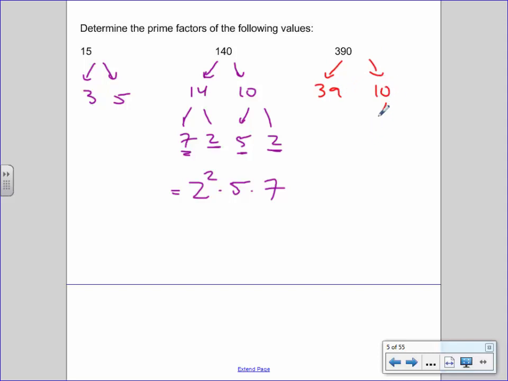What does 10 break up into? That's easy, right? 5 and 2. What about 39? 3 and 13. Can 13 be broken down any further? No, 13's prime. Okay, so in this case right here, let's put them in order. We need 1, 2. We need 1, 3. We need 1, 5. We need 1, 13. That's our prime factors.